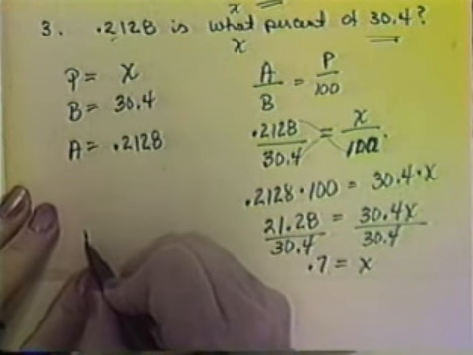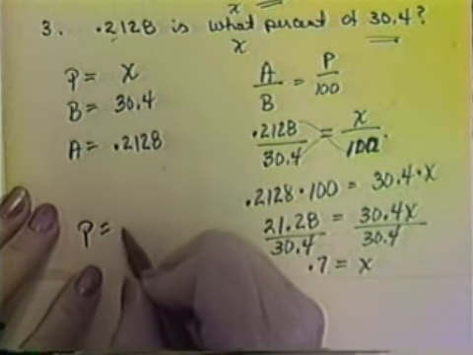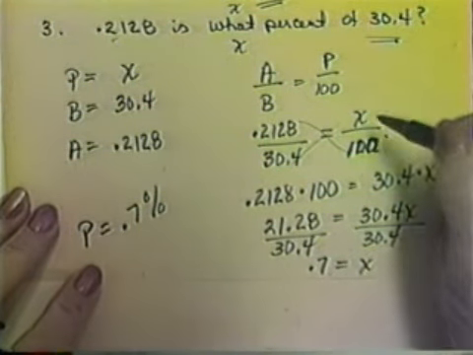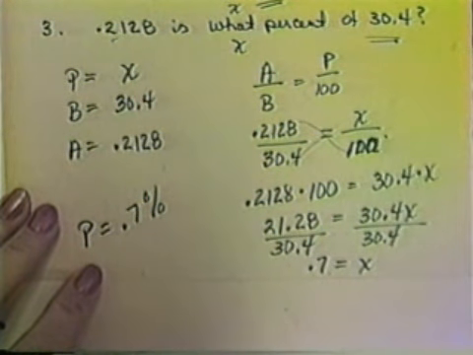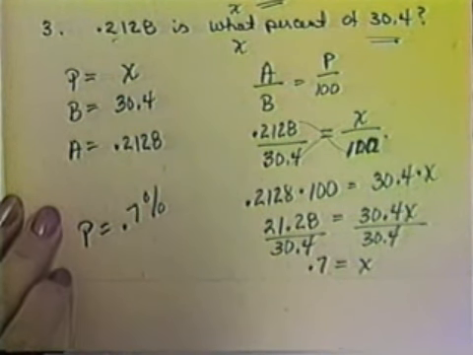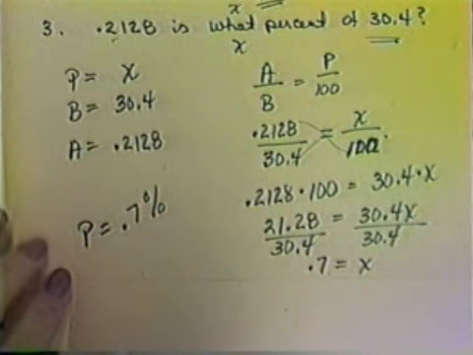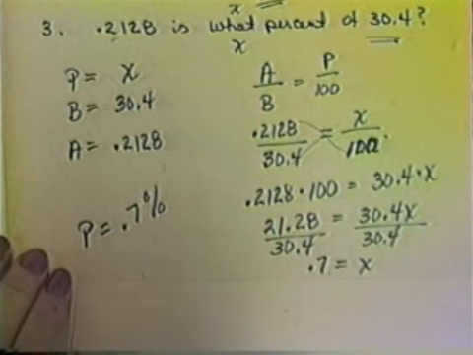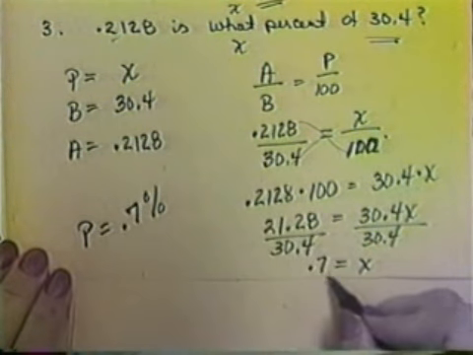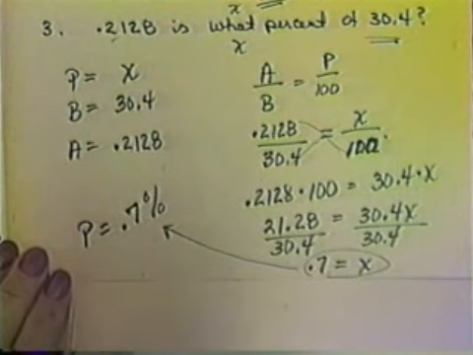That says our percent that we're looking for is 0.7%. Remember, we don't change this because our value was the percent we were looking for. So that means 0.7% gives us the percent we're looking for. 0.2128 is what percent of 30.4? It's 0.7%. Whatever we get is the percent we were looking for.